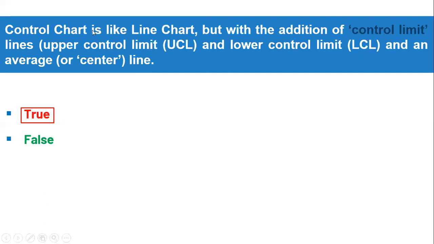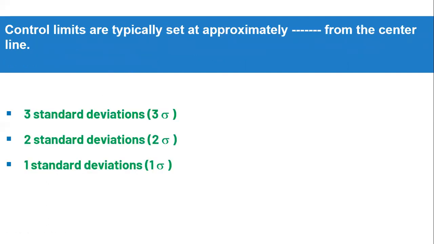A control chart is like a line chart, but with the addition of control limit lines, that is upper control limit and lower control limit, and an average or center line. It's true. Next question. Control limits are typically set at approximately what length from the center line? 3 standard deviations, 2 standard deviations, or 1 standard deviation? And the answer is 3 standard deviations. So control limits are typically set at approximately 3 standard deviations from the center line.